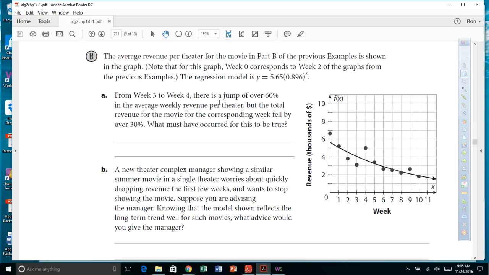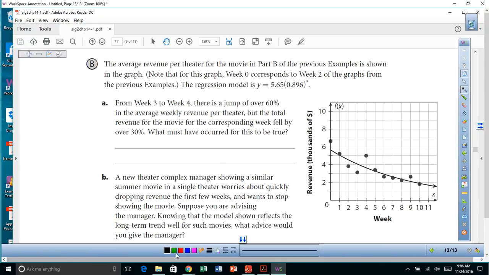The average revenue per theater for the movie in Part B of the previous examples is shown in the graph. Note that for this graph, week 0 corresponds to week 2 of the graphs from the previous example. The regression model is y equals 5.65 times 0.896 to the x power. All right, A: from week 3 to week 4, there's a jump of over 60% in the average weekly revenue per theater, but the total revenue from the corresponding week fell by over 30%.